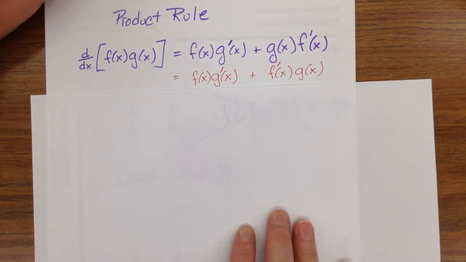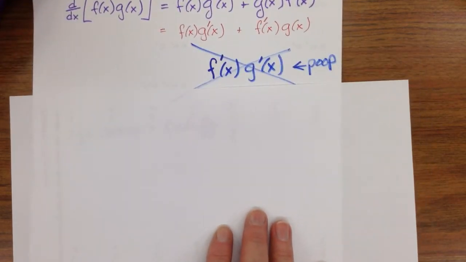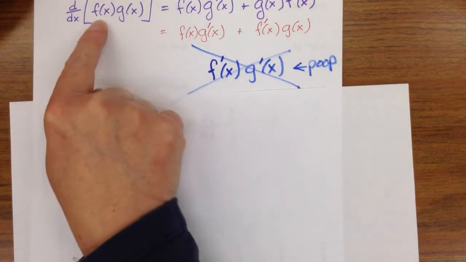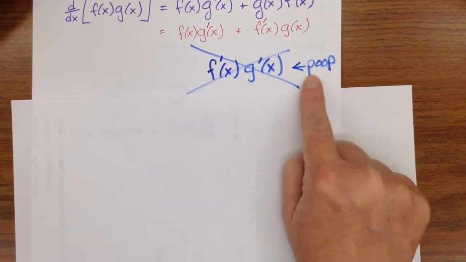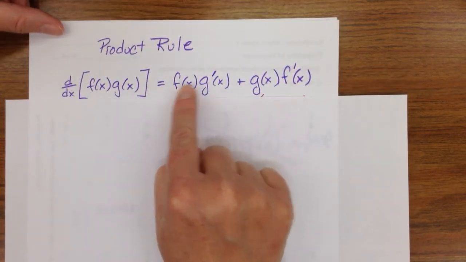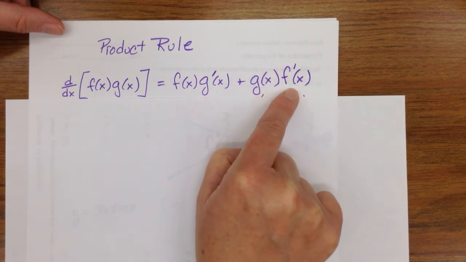Here's what it is not. Do not make up your own product rule. It is not f prime times g prime. It is not derivative, derivative, multiply. That is wrong. Don't do that. Okay? Instead, first times the derivative of the second plus the second times the derivative of the first.